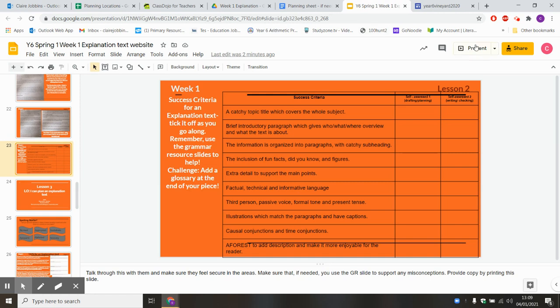We wish you the best of luck and hope you enjoy your planning session today. The outcome for this lesson today is that you would have gone through those 2 modelled examples and annotated them using the success criteria and your knowledge so far, as well as the grammar resources, and you would have started your planning today.